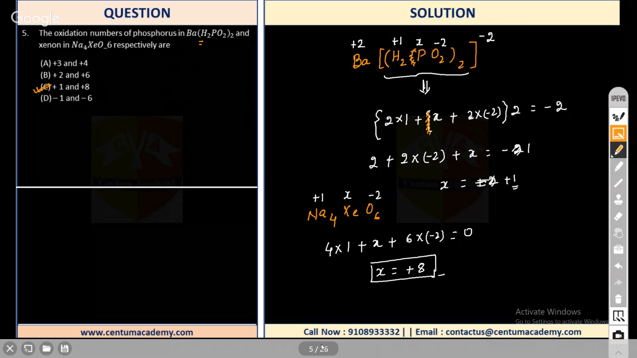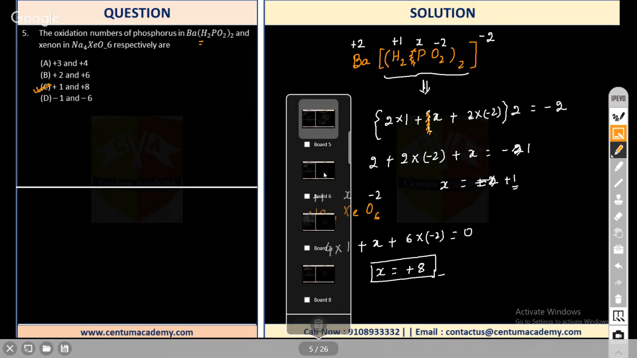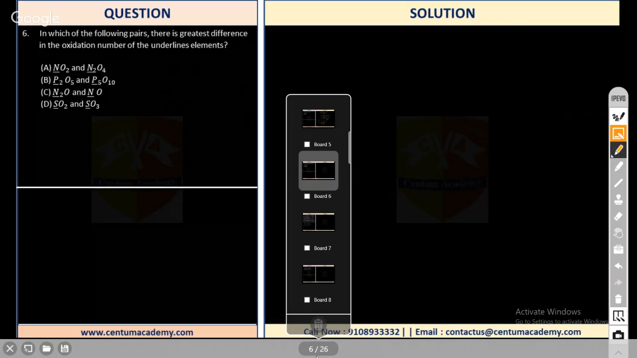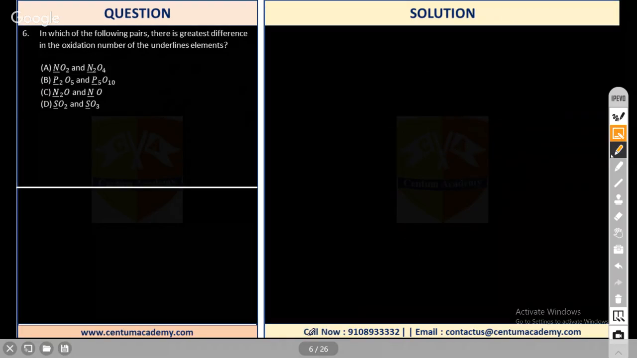Yeah. Next question. In which of the following pairs is there the greatest difference in the oxidation number of the underlined elements? So you have to find out the oxidation numbers and then find the maximum difference.